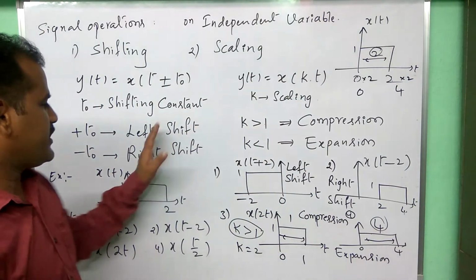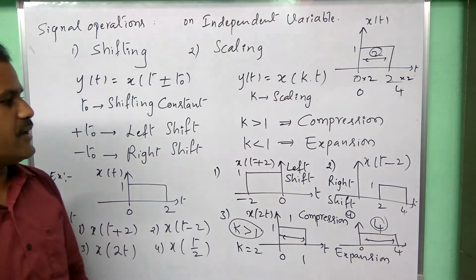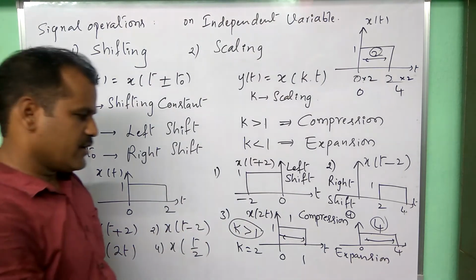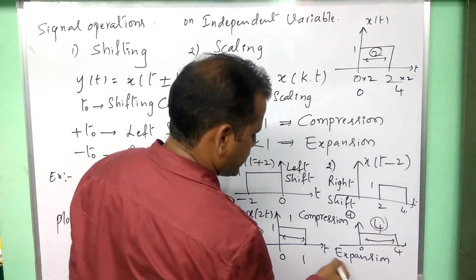Like that, these four variations we can verify. This is a very important operation on signals. We can practice with the help of some more examples. You can just practice.